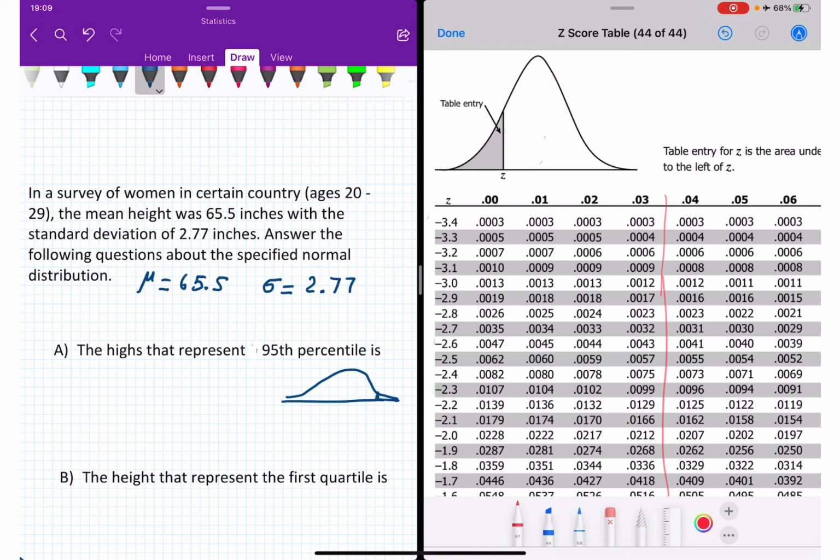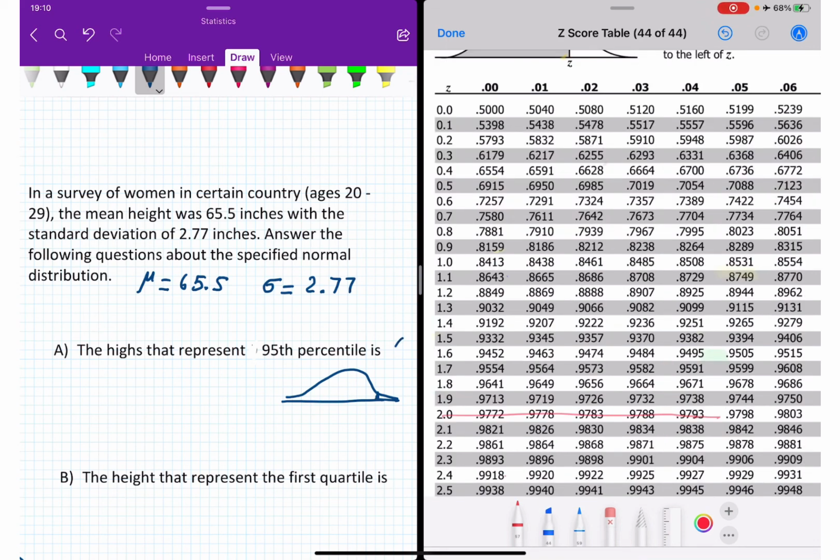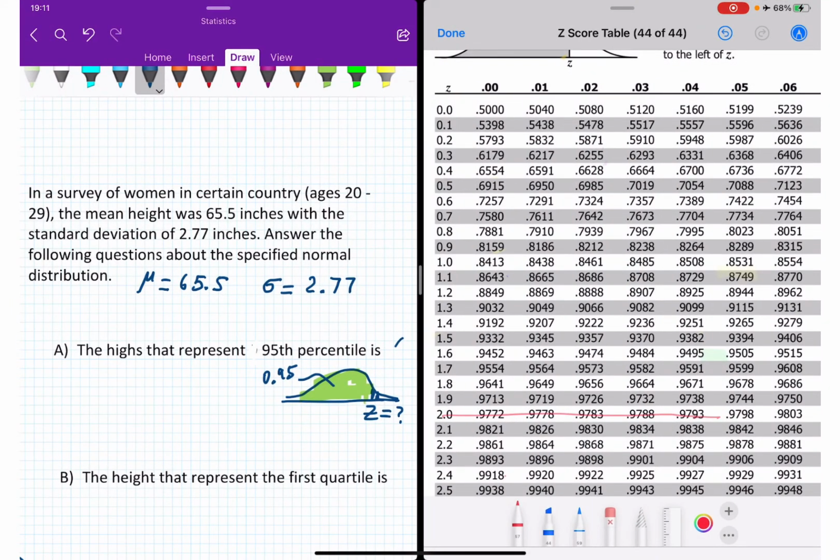So 95%, right? So this is 0.95, and we need to find the score. All right, so all we have to do, we need to find z from here, and it's asking the height, it's asking for x.